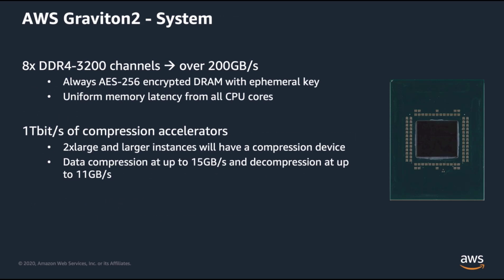When we look at the memory subsystem, it has 8 memory channels, giving it 200 gigabytes of memory bandwidth per second. And that memory is always encrypted with AES 256 keys that are generated at boot time. It also features proprietary compression accelerators that are using a version of the deflate algorithm, and those compression devices are available from 2x large instances and larger, and the drivers for those compression accelerators are open source.